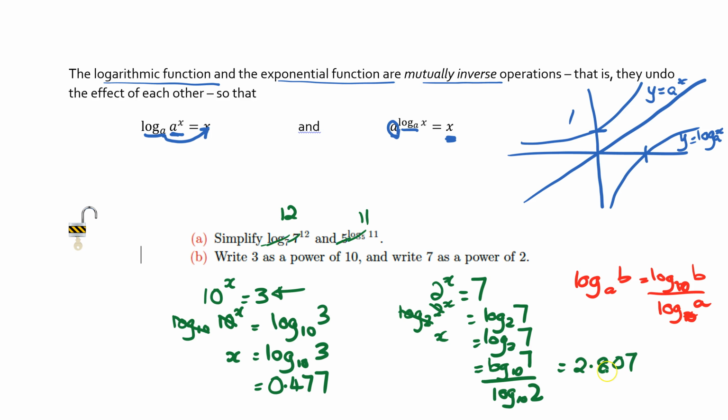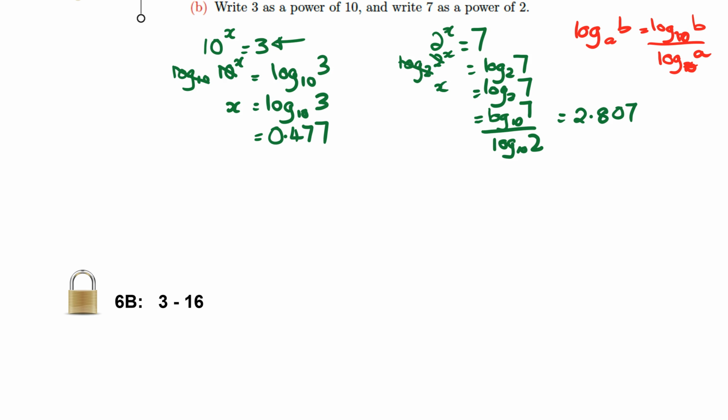So my 2.807, I maybe should check to see whether it's reasonable. So this is close enough to 3. 2 to a little bit under 3 gives me something a little bit under 8. It's all good. Again, might be a good time to put together a few points for your summary and start the exercises.